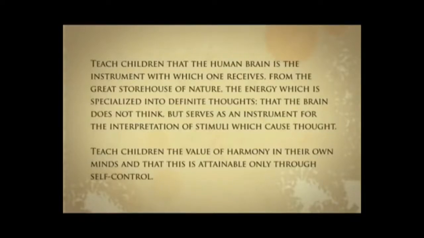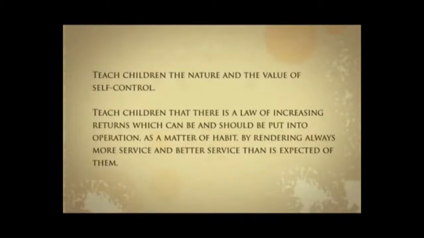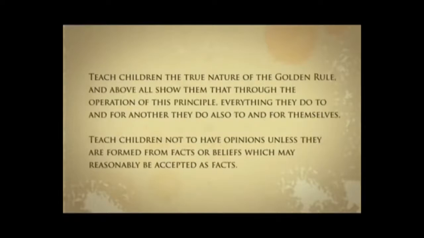That the brain does not think, but serves as an instrument for the interpretation of stimuli which cause thought. Teach children the value of harmony in their own minds, and that this is attainable only through self-control. Teach children the nature and the value of self-control. Teach children that there is a law of increasing returns, which can be and should be put into operation as a matter of habit, by rendering always more service and better service than is expected of them. Teach children the true nature of the Golden Rule, and above all show them that through the operation of this principle, everything they do to and for another, they also do to and for themselves.